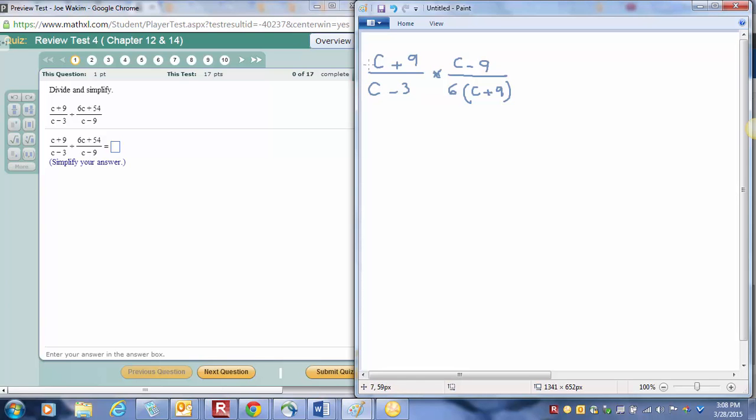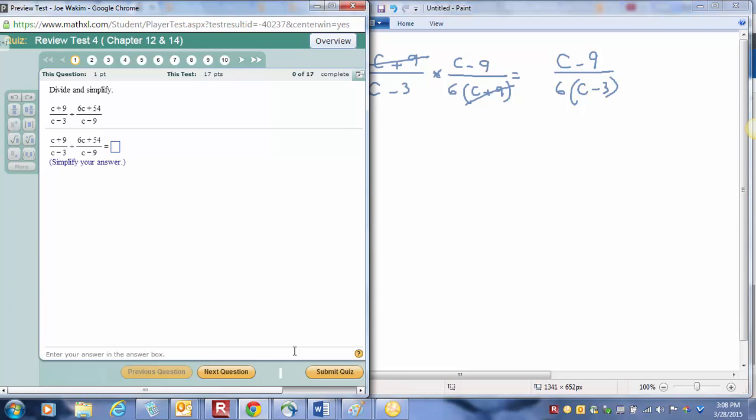Notice that c plus 9 and c plus 9 will cancel. C minus 9 over c minus 3 times 6 would be the final answer. So that would be c minus 9 over 6 times c minus 3. I cannot simplify anymore because here we have no product between them. There is a subtraction. In order to simplify, these should be multiplied by each other. Okay, let me put the answer here.